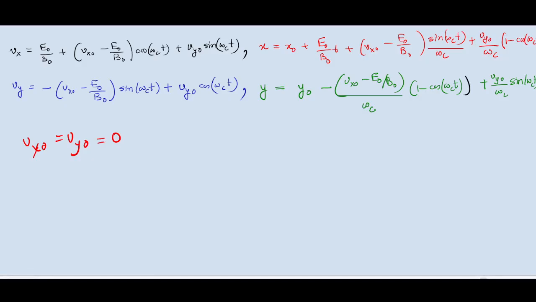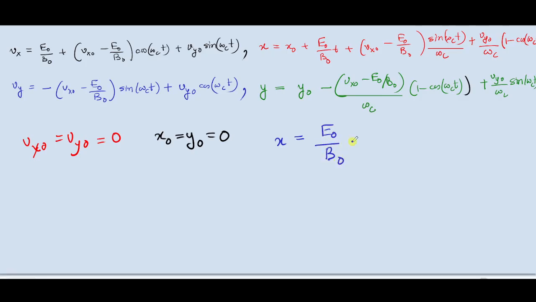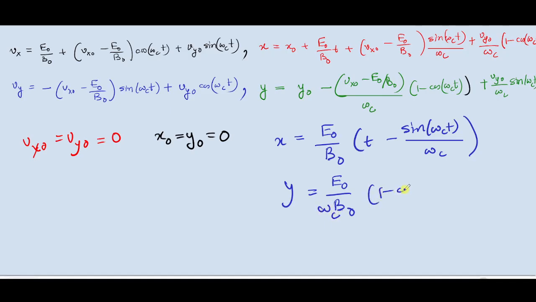If we, for convenience, take the initial condition to also imply that the particle starts at the origin, that is, x0 and y0 are both 0 to begin with, we get from our solution x is E0 by B0 into (t minus sine omega ct by omega c), and y is simply E0 over B0 omega c into (1 minus cosine omega ct). Now these equations should be quite familiar to people who have studied a bit of geometry, and these are equations for what is called a cycloid.